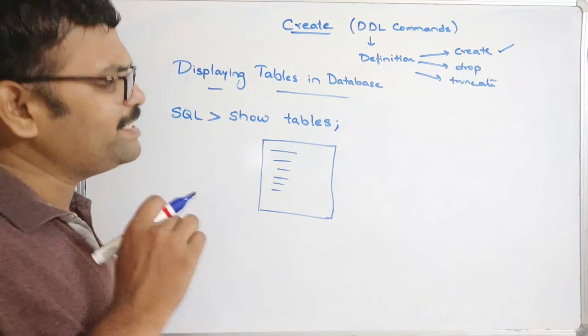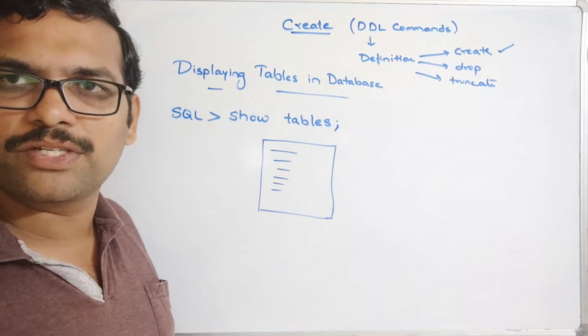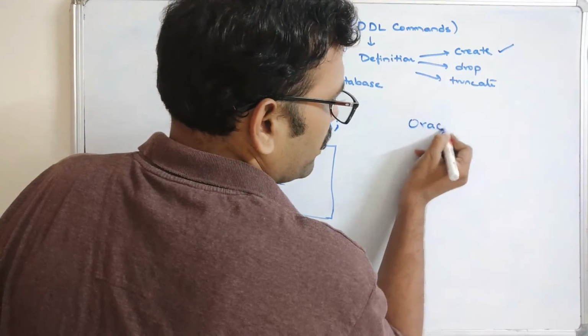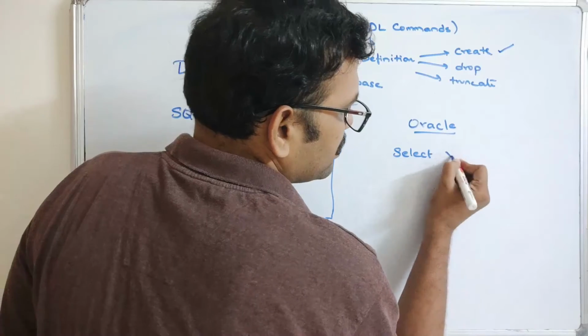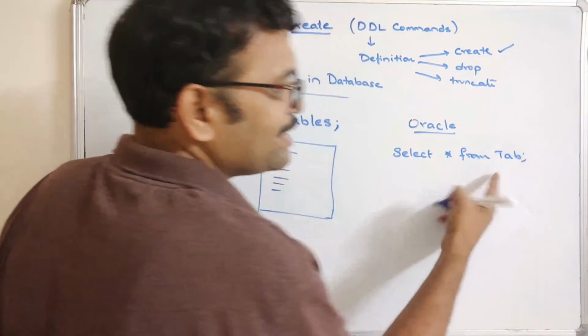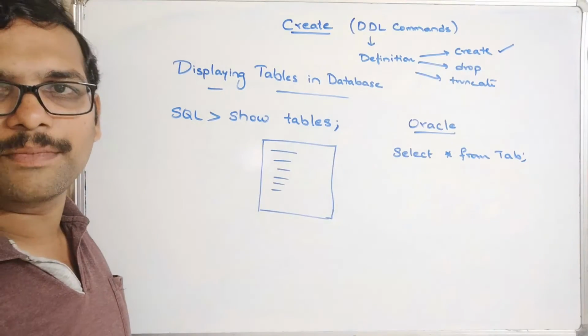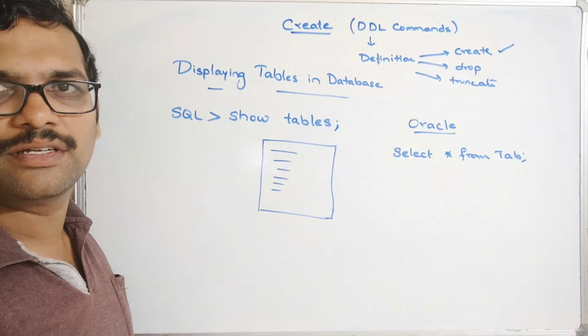Okay, the query syntax will have a small difference. There will be a slight difference with the different DBMS tools. So if you are using Oracle, the syntax will be select star from tab. So this is the syntax to list out all the tables of a particular database. Okay, the syntax will be a slight difference.